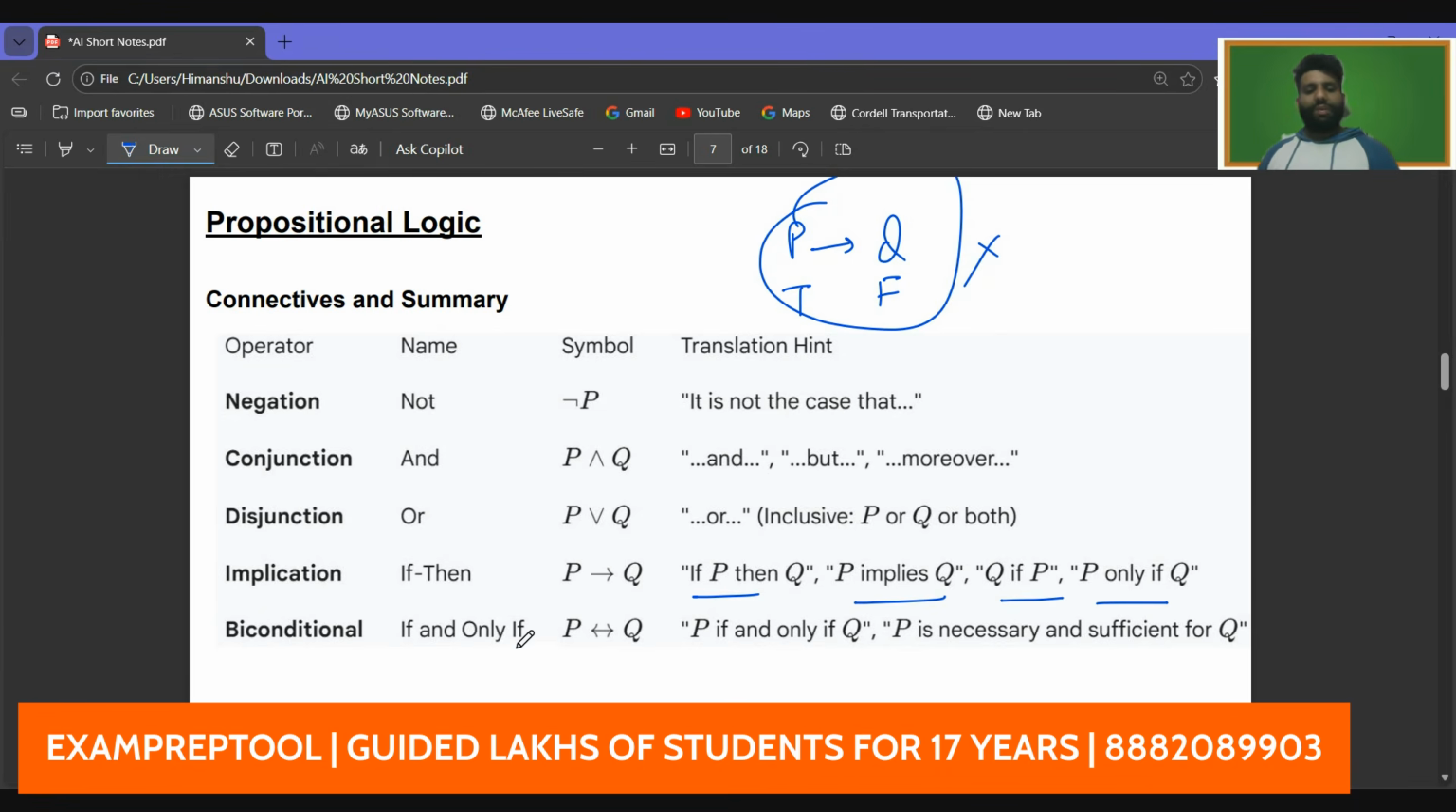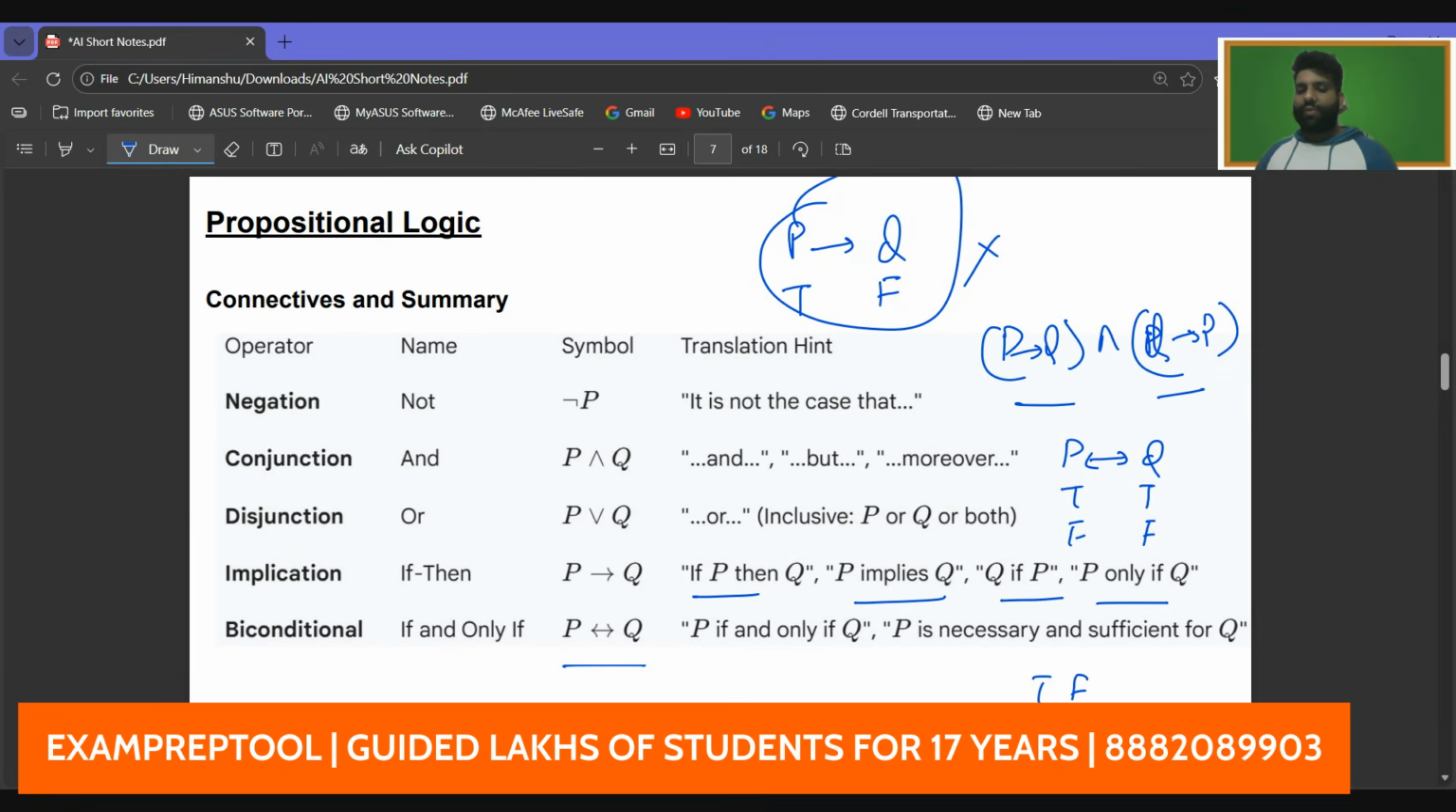Biconditional. Biconditional is actually both ways. You can write this way and this as well. Sorry, let me write Q implies P. So this would be true when this as well as this is true. So what I'm saying is this is actually true when both are true or both are false. If a true-false or false-true case exists, in that case it becomes false.